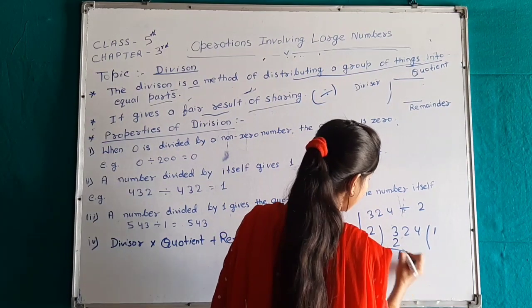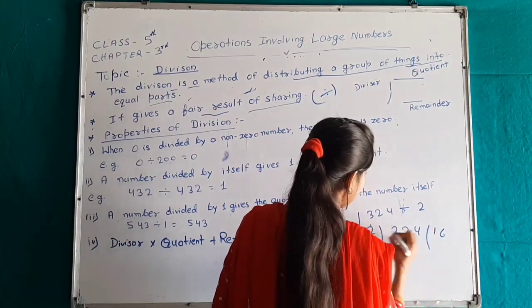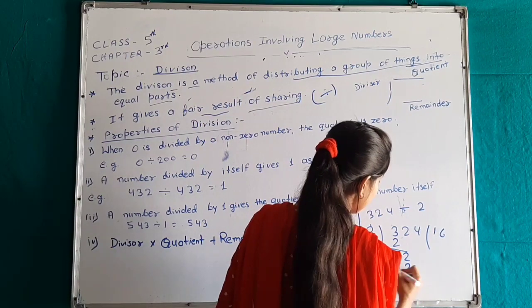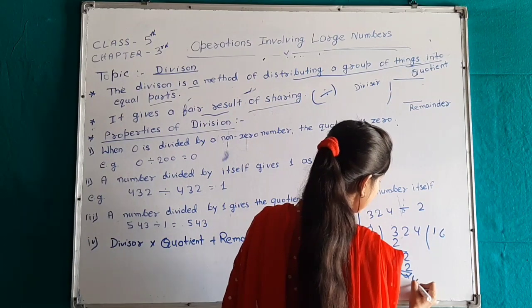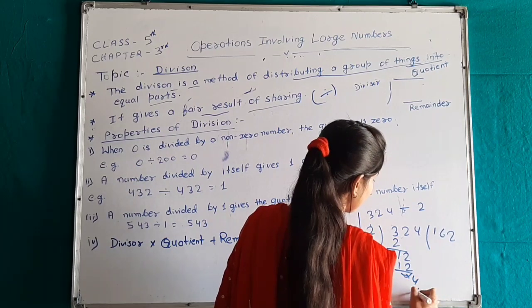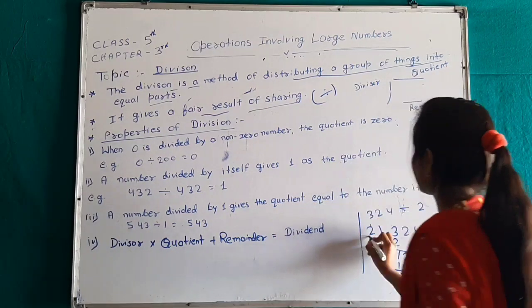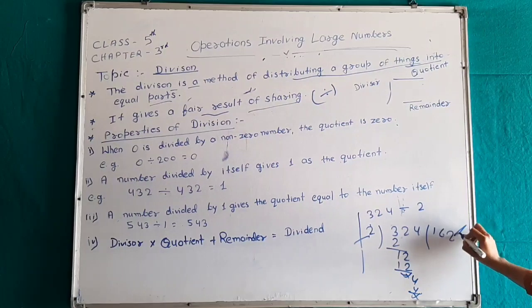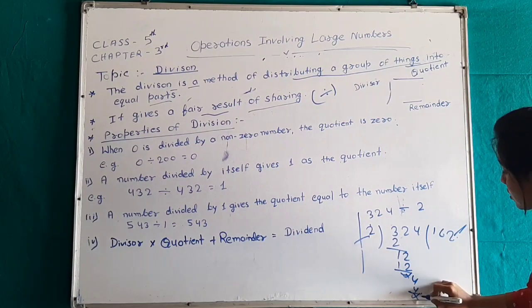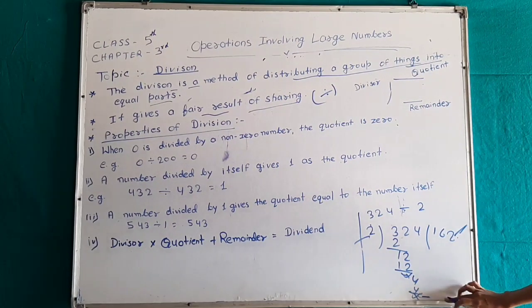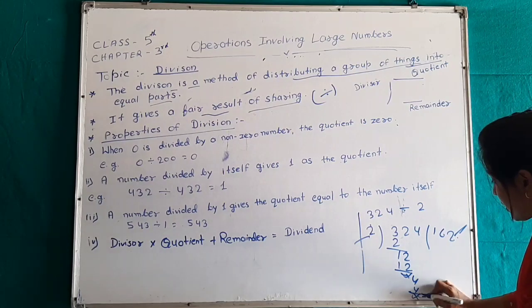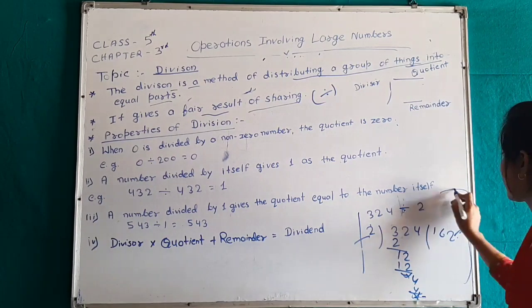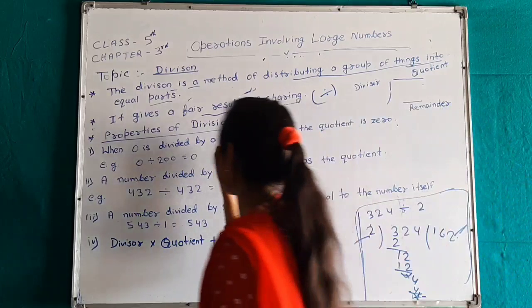We get remainder 1, and 2 into 6 equals 12. Remainder 6. 2 into 2 is 4. This is called our divisor, and this is called our quotient, and this is called our remainder. There is nothing in the remainder. This is our division.